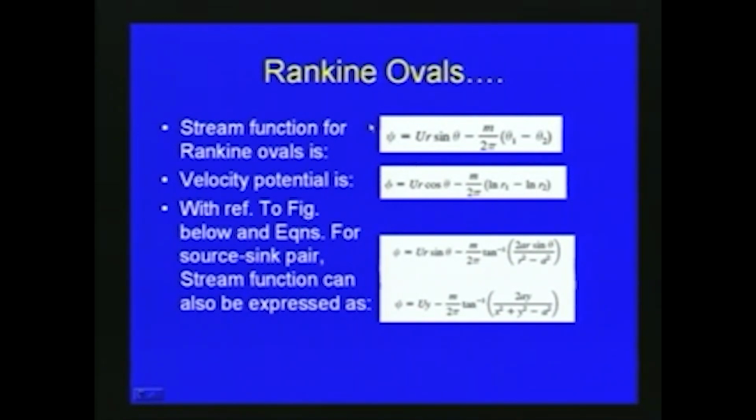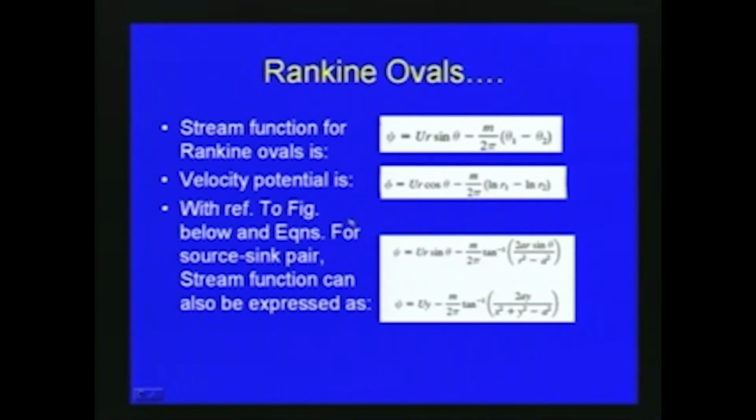So, the stream function for the Rankine oval can be defined as psi equal to u r sin theta, which corresponds to the uniform flow, minus m by 2 pi times theta 1 minus theta 2, and the velocity potential is defined as phi equal to u r cos theta minus m by 2 pi times natural log r 1 minus natural log r 2. So, this u r cos theta or u r sin theta represents the uniform flow, and the other term represents the source and sink superimposed in the uniform flow.